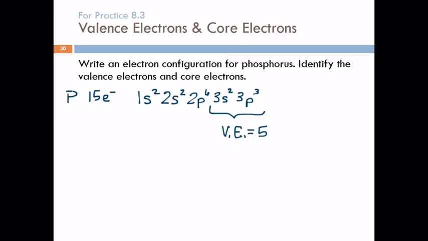So we've got 5 valence electrons. Everything that's not a valence electron, these are the core electrons. So how many core electrons are there? 10. Okay, any questions? What was the last thing you said? The electrons that are not valence electrons are core electrons, that part?